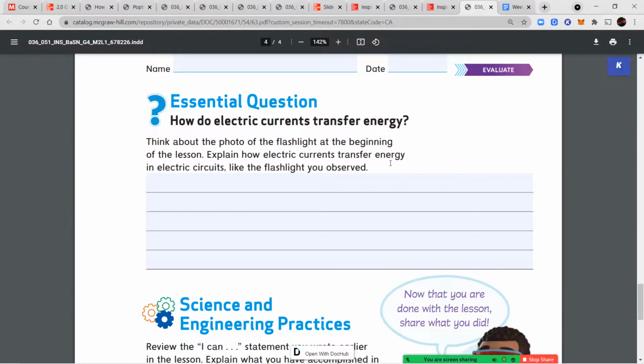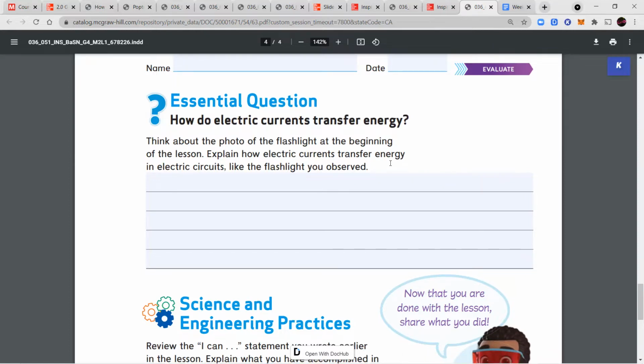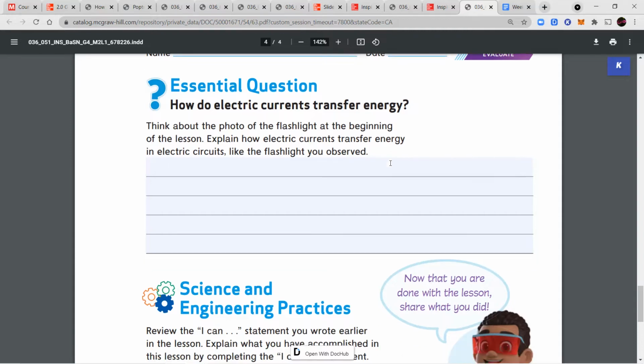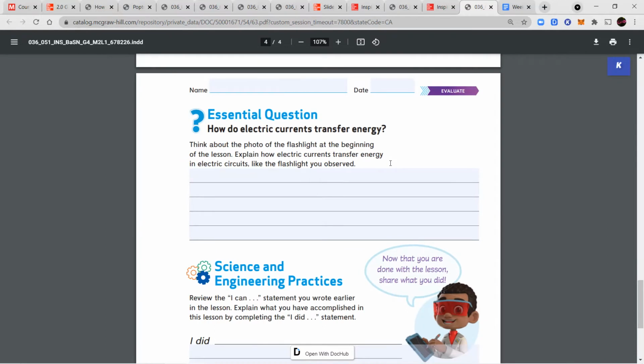Once you've completed that, we're going to go on to the last page, and we're going to think about our essential question. Think about the photo of the flashlight at the beginning of the lesson. Explain how electric currents transfer energy in electric circuits like the flashlight you observed. Once you've done that, you'll be all done with this lesson.